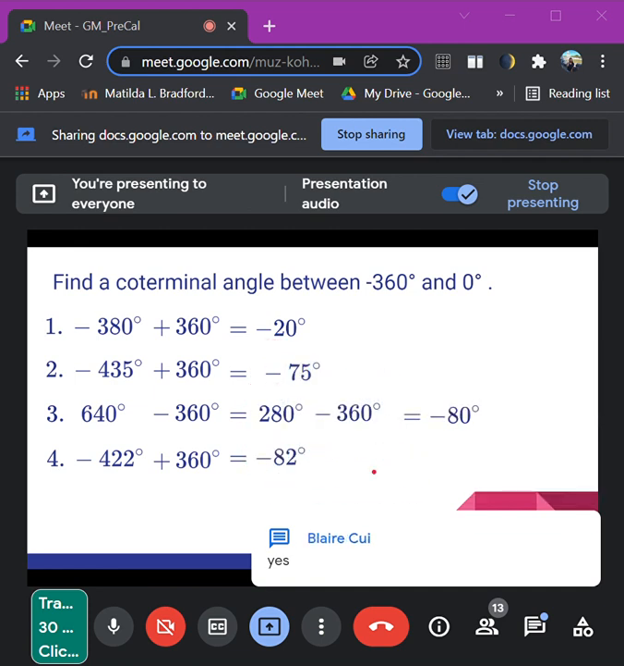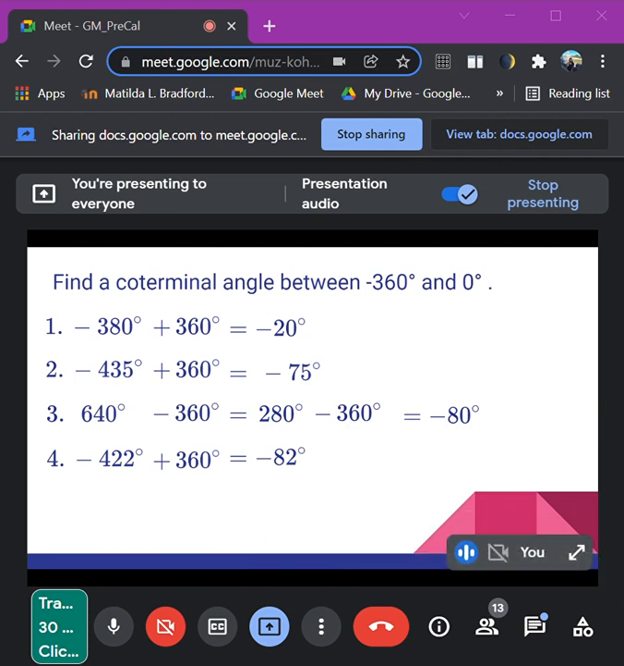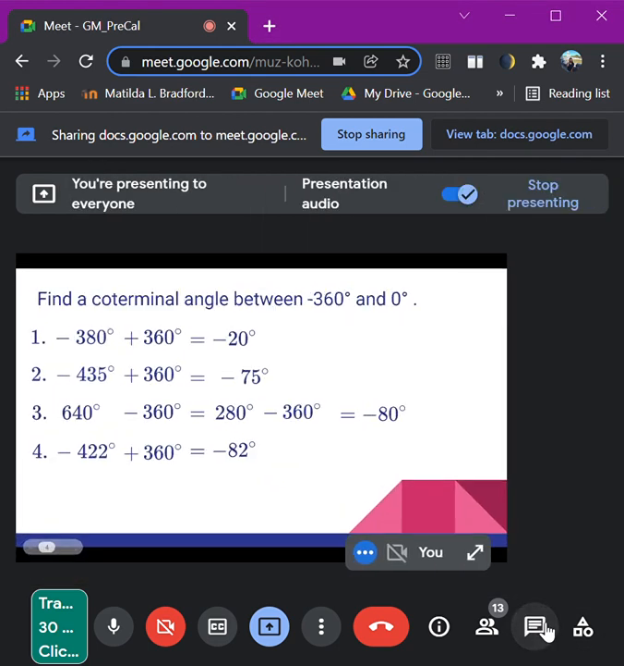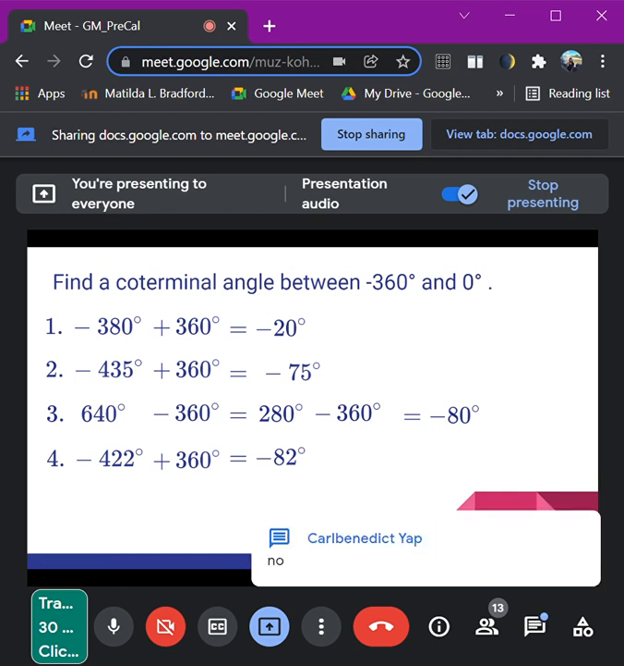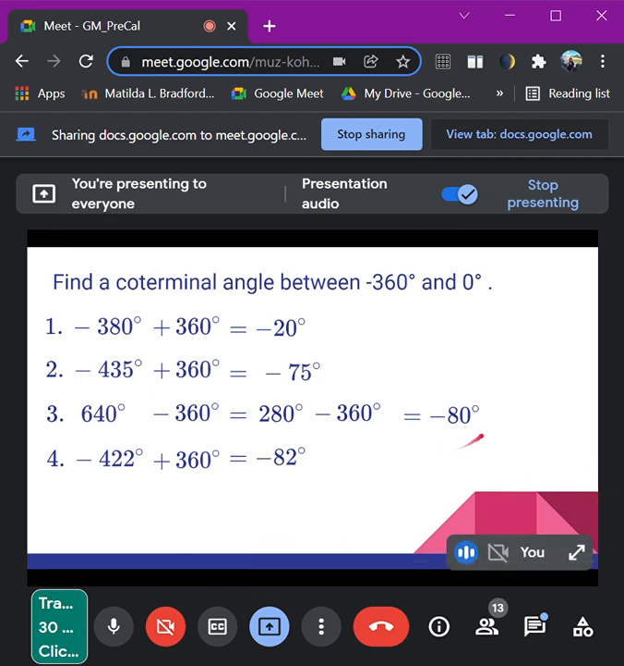So that's it for our example for finding the coterminal angles. Now to wrap up, in finding coterminal angles, what we need to do is either add 360 degrees or subtract 360 degrees. Okay, so far, any questions, clarifications, violent reactions? Okay, so good.